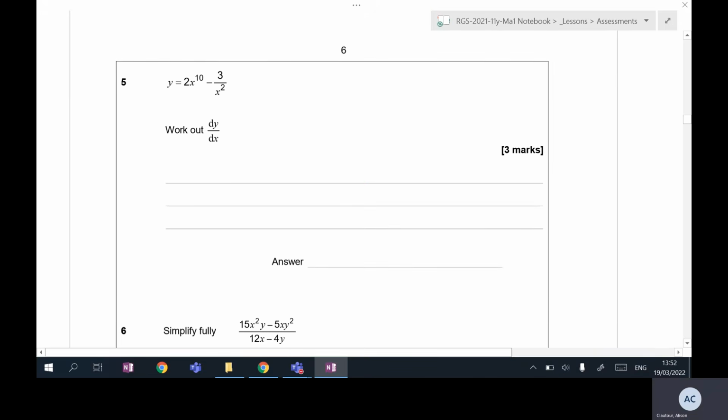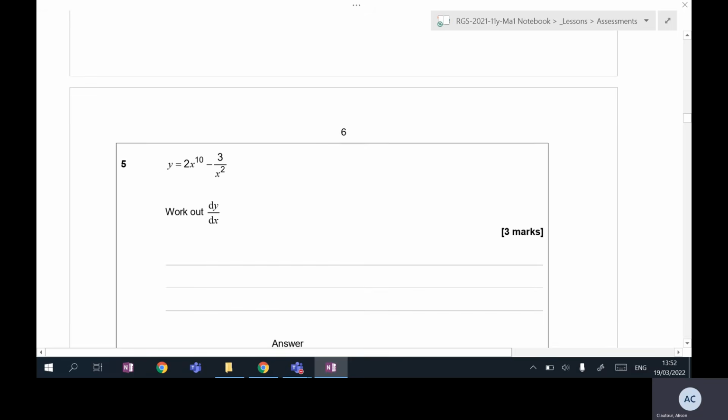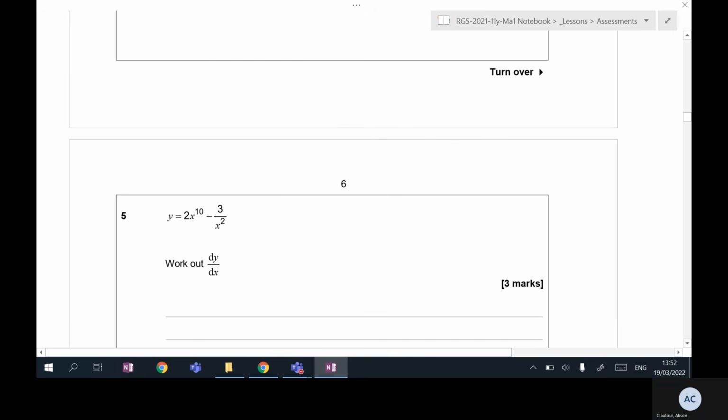Number 5. So we want to work out what dy dx is. So I've got to rewrite this equation so that I can differentiate it. So 2x to the 10 is okay, but I just want to change the power. So if it's x divided by 2, it's the reciprocal of x squared. That becomes x to the minus 2. So remember, negative powers cause a reciprocal.